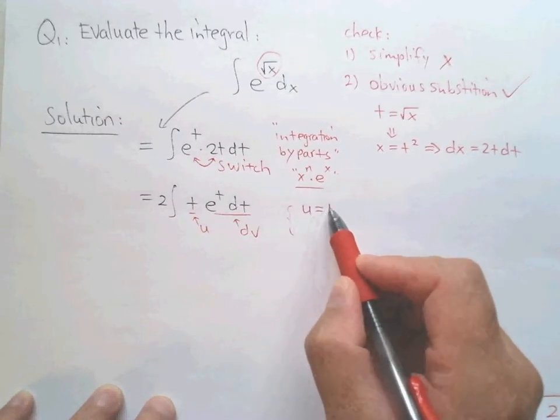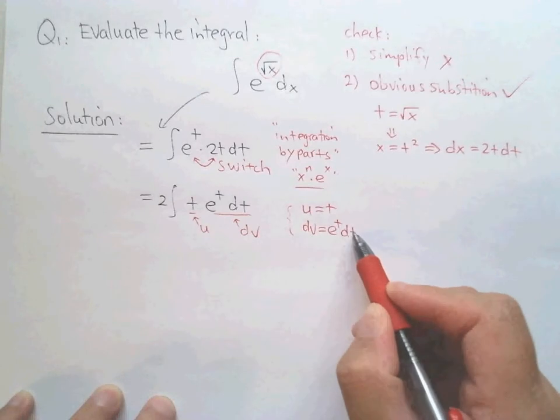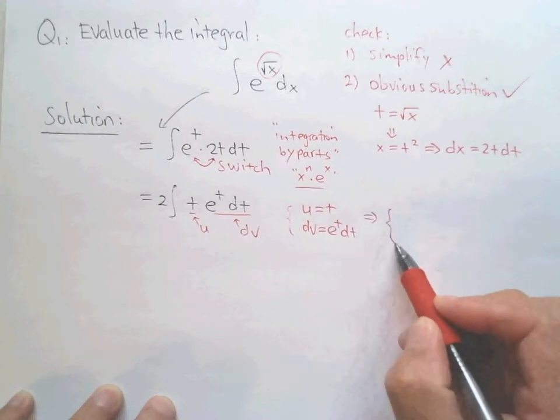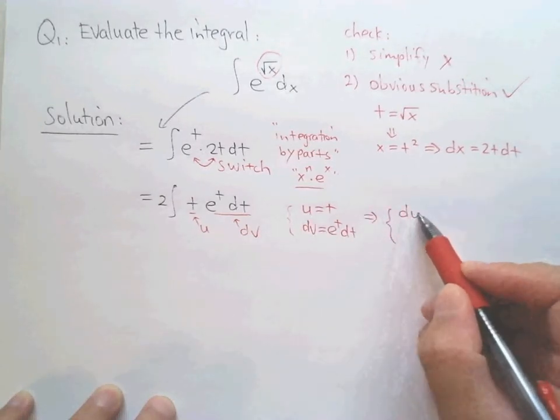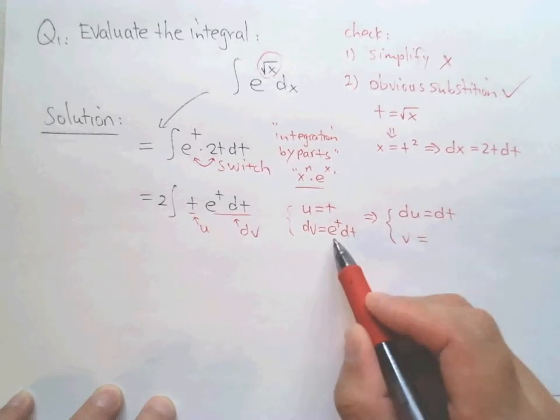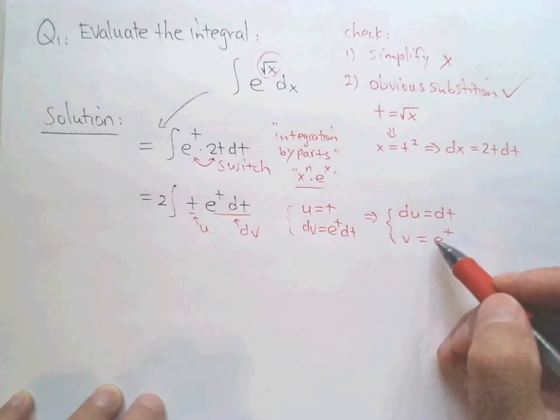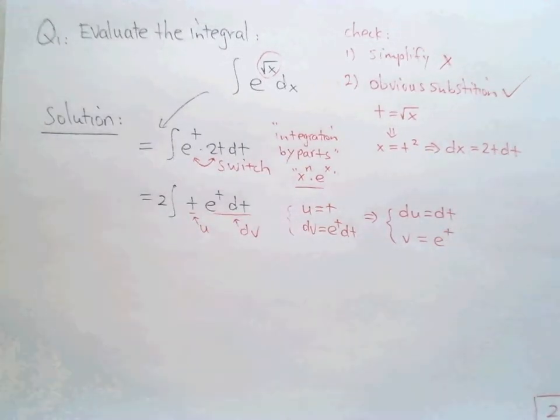I mean u equals t, so dv equals e^t dt, and then easy, right? So easy to resolve what is du. du is dt, and then v is what? That divided with this is e raised to t itself, right? Okay, we do need this for the integration by parts.